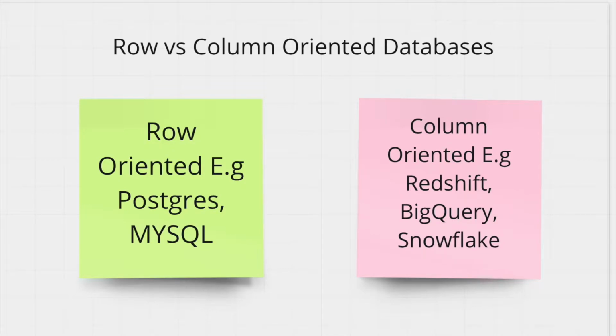Today we'll talk about two different kinds of databases, row-oriented and column-oriented. Examples of row-oriented databases are Postgres and MySQL. Column-oriented would be Redshift, BigQuery, and Snowflake. Both of these databases have very different sets of pros and cons, so we want to look at both and see which one is better for which use case.